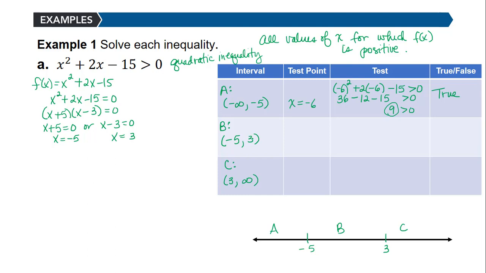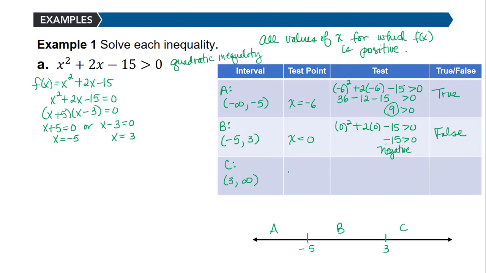A number between -5 and 3, I like to use 0, as I said before. So I'm going to plug in 0 to get 0 squared plus 2 times 0 minus 15. Is that greater than 0? Well, when we simplify, we get -15. Is that greater than 0? No, that is false. So region B is where our output value was negative.